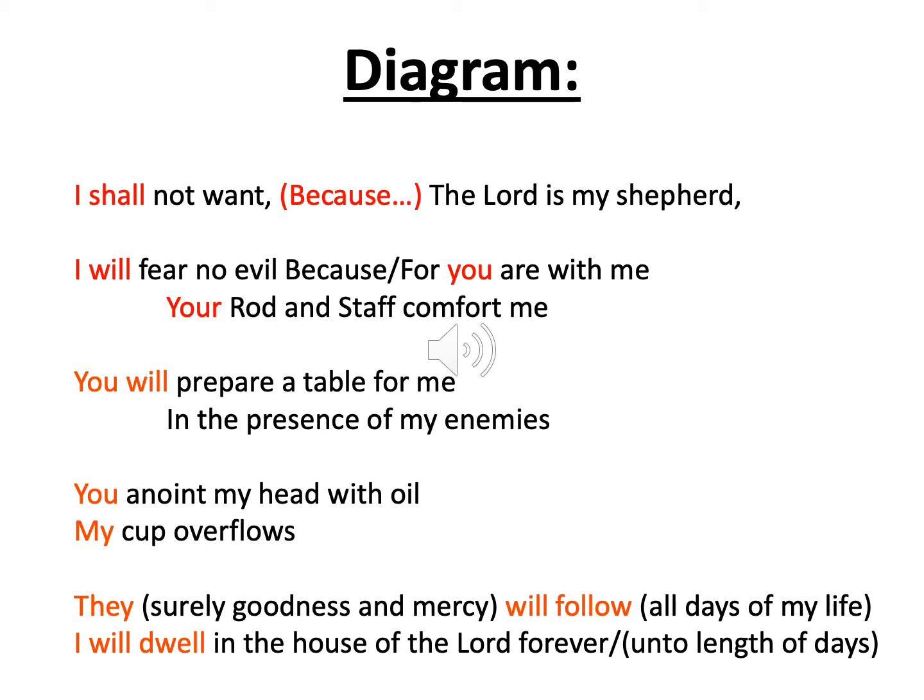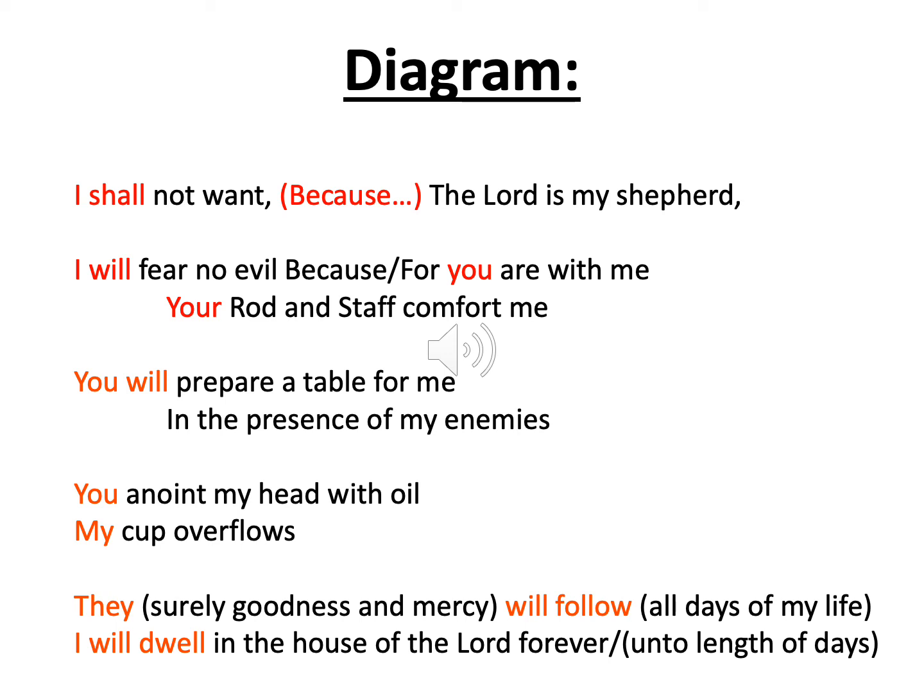However, you'll notice that as much as these are futures, I will dwell in the house of the Lord forever is the only one that has to do with eternity. They will follow all the days of my life has to do with now and following. And so it is possible to say in verse 5, you will prepare a table before me in the presence of my enemies, that this is something that is already happening and will continue to happen into the future. Rather than viewing it as a perfect of something that is already done and will continue to happen, this is something that is not yet done but will continue to happen. You will prepare a table before me in the presence of my enemies.